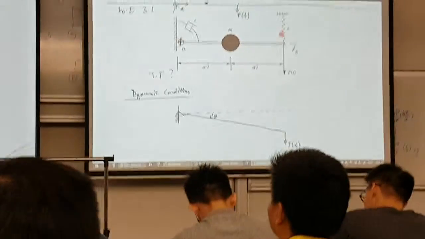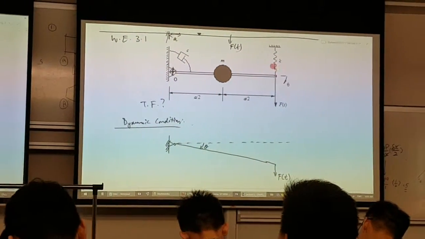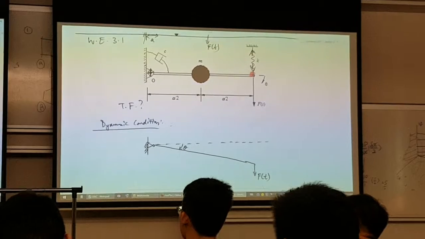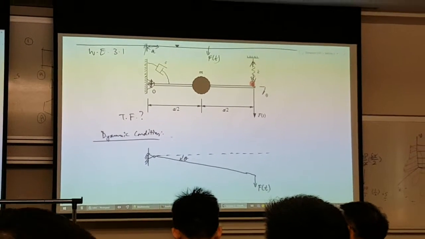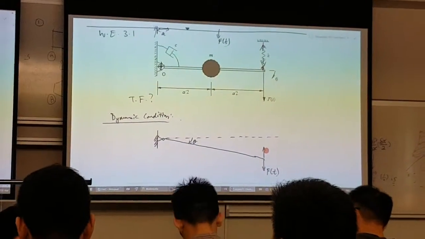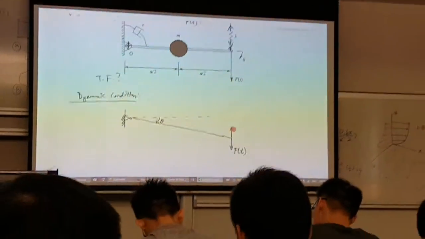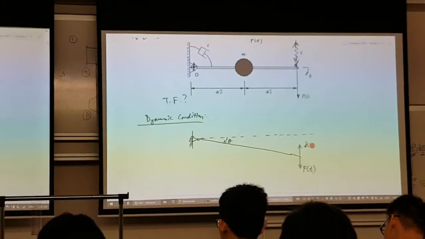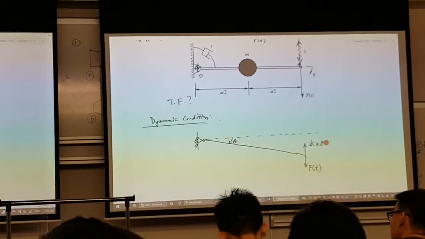That spring is going to be extended. So this kind of extension force will force that spring to be extended, so there is an equal and opposite force on the beam. So that spring force is going to act upward. Because it's a rotary system, that spring force is K theta.